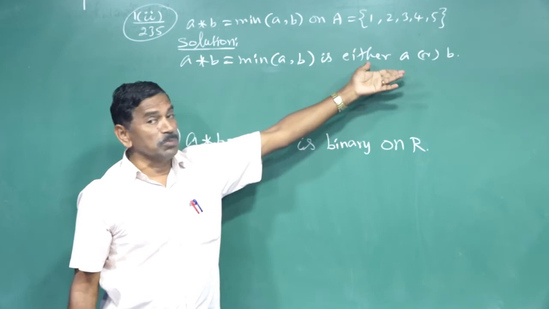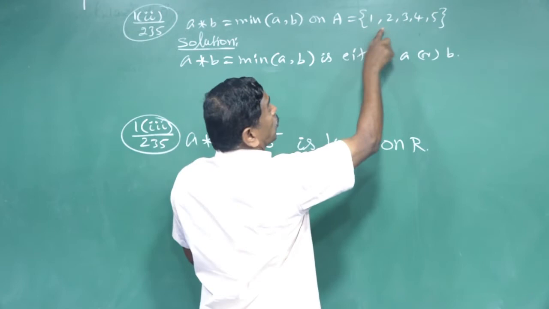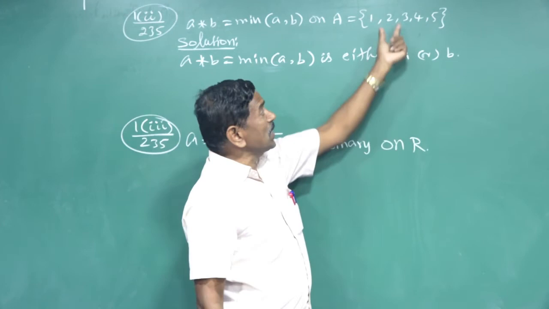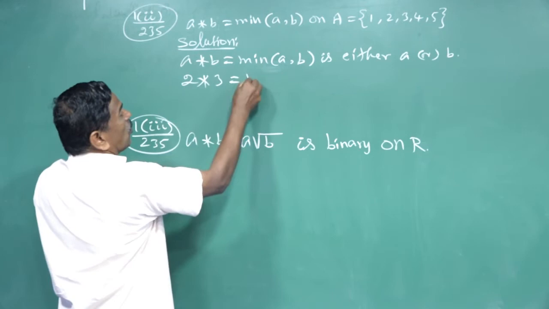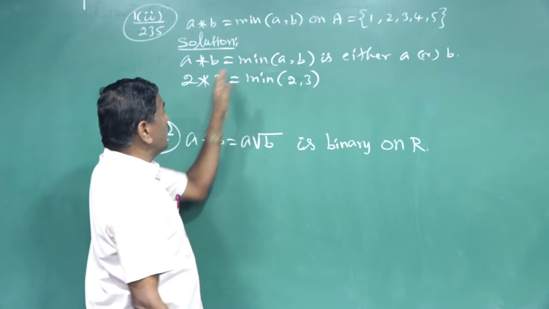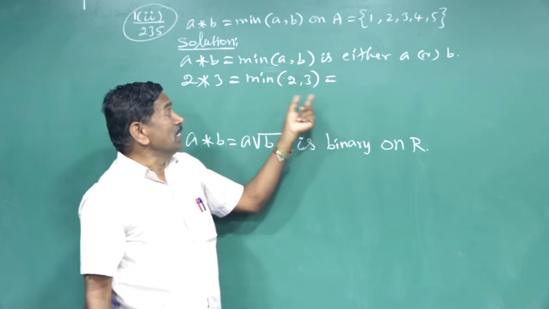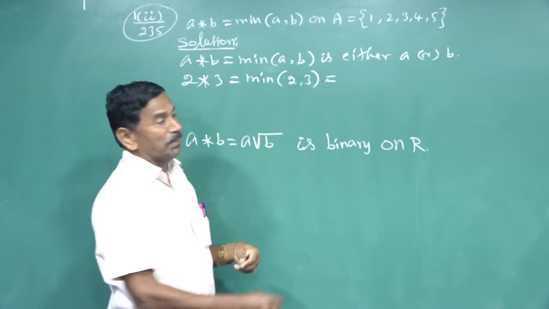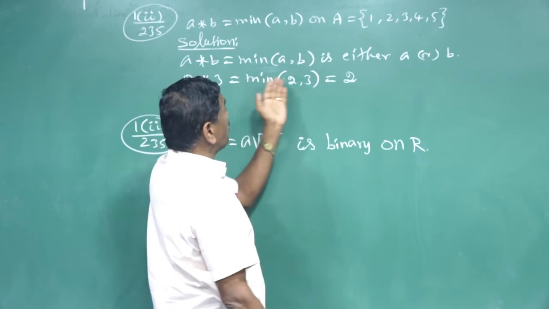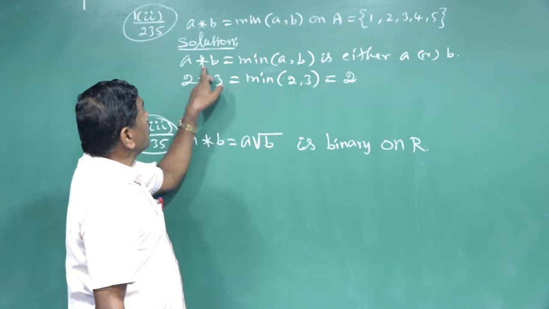For example, take the elements 1, 2, 3, 4, 5. Select any two elements. Suppose I select 2, 3. Then 2 star 3 is equal to minimum of 2, 3. Comparing 2 and 3, 2 is the smaller number, so minimum of 2, 3 is 2. So therefore, star is a binary operation on A.